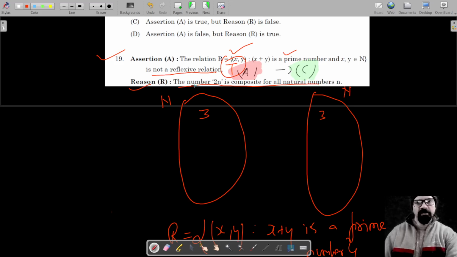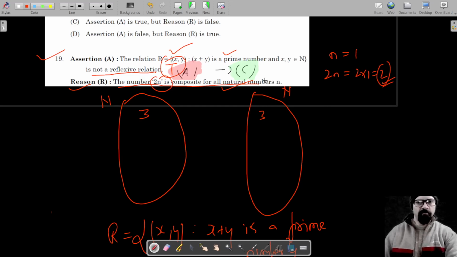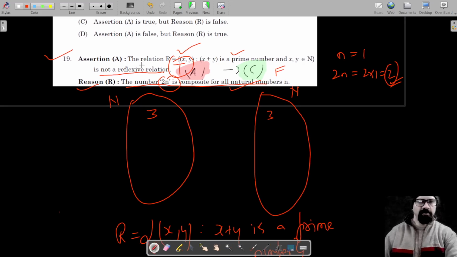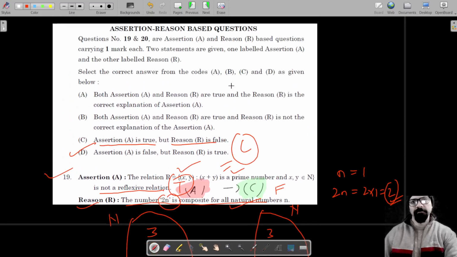So these are two different statements. The reason says 2n is composite for all natural numbers n, which is not true, because if we consider n equal to 1, that gives us 2 into 1 equal to 2, which is a prime number. So it's not always a composite number. So this reason is false, and it's not the correct explanation of A as well. So we can say that assertion A is true, but reason R is false. So C is the correct answer for this one.